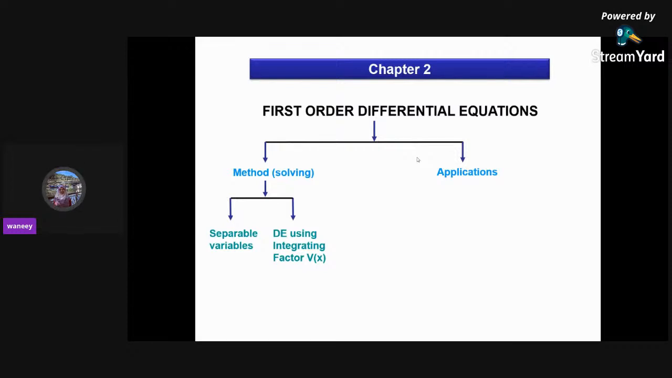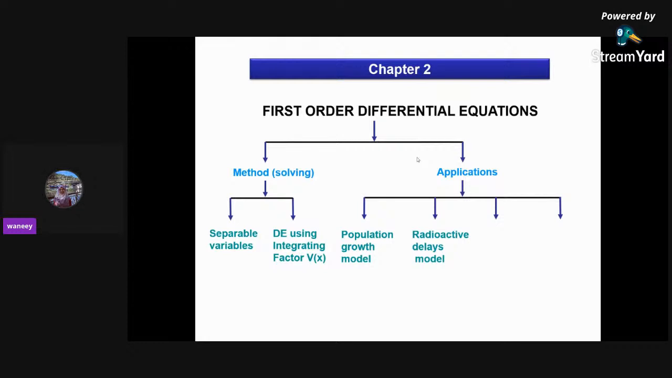Alright, basically for application, we have 4 types of application that we're going to learn during lecture. So the first one is the population growth model, and then radioactive decay, not delay, is supposed to be decay. So this is C actually, a C, decay model. And then the Newton's law of cooling, and then electric circuit. So we have 4 applications of first order differential equations.